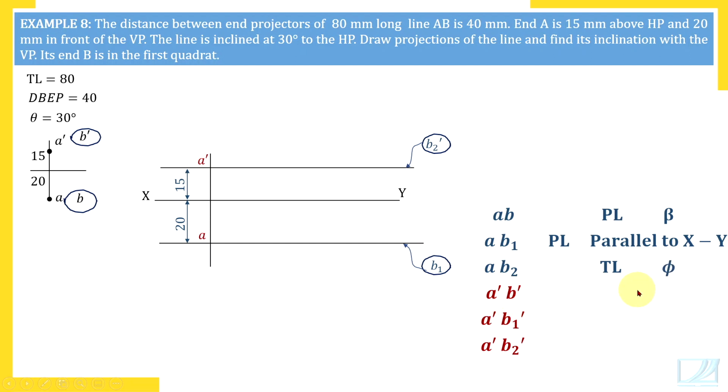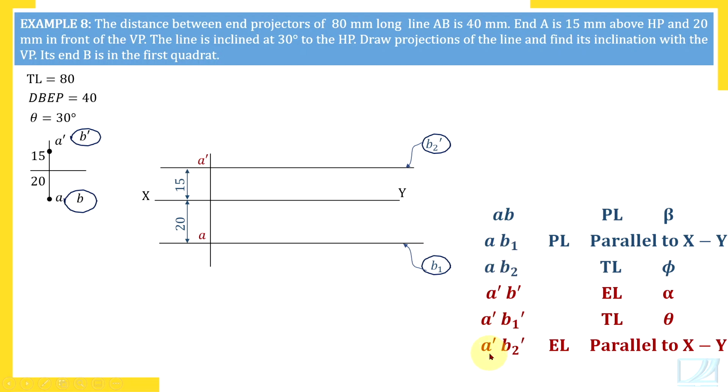A dash B dash is EL and angle alpha. A dash B dash has length EL, elevation length, and angle alpha. A dash B1 dash has true length and angle theta. And A dash B2 dash has EL and it is horizontal, parallel to XY line, means on drawing paper it's horizontal. Top view, horizontal top view, and true length top view. Front view, true length front view, and horizontal front view.